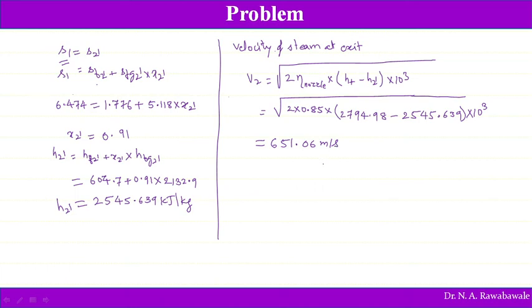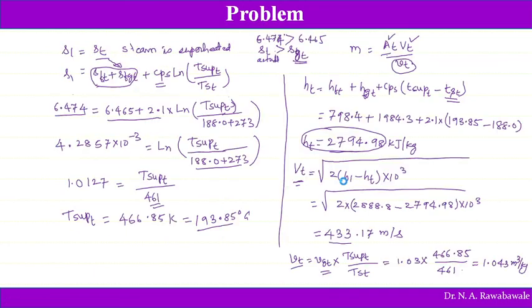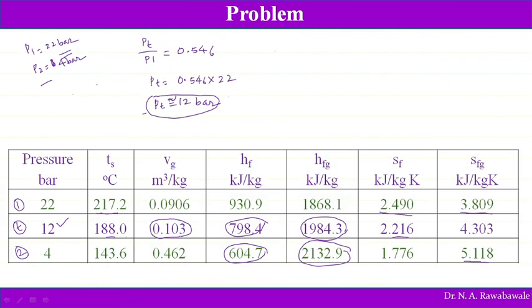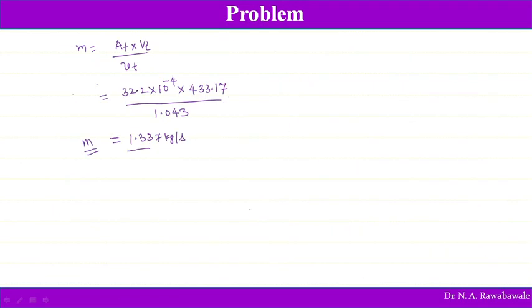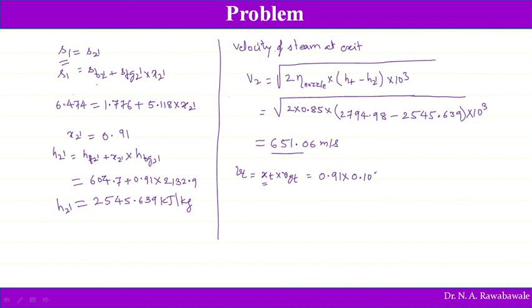The velocity at throat is 651.06 meters per second. So specific volume at throat, vt, is equal to xt into vgt. Xt, which we have calculated, is 0.91, into vgt. Vgt is 0.103. So this will be 0.91 into 0.103, which is 0.09373 meter cube per kg.